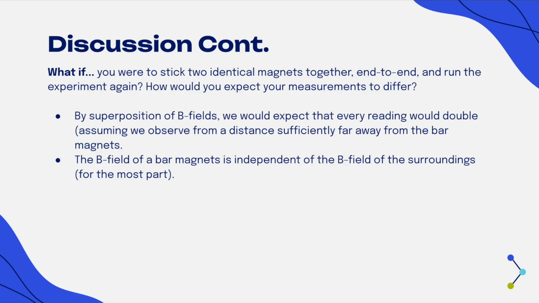If we had two identical magnets, we would essentially expect a doubling in every number because of the superposition of B fields, again assuming that we're a sufficient distance away from the magnets. That's also because the B field of the bar magnet is independent of the B field of its surroundings. There's a caveat, but this is the case for the most part.